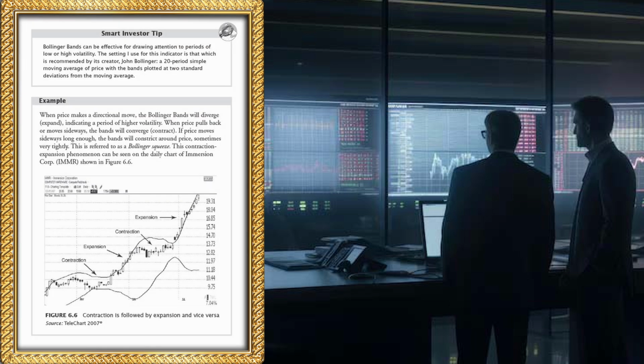Example: when price makes a directional move, the Bollinger Bands will diverge, expand, indicating a period of higher volatility. When price pulls back or moves sideways, the bands will converge, contract. If price moves sideways long enough, the bands will constrict around price, sometimes very tightly. This is referred to as a Bollinger Squeeze. This contraction-expansion phenomenon can be seen on the daily chart of Immersion Corp. (IMMR), shown in Figure 6.6.